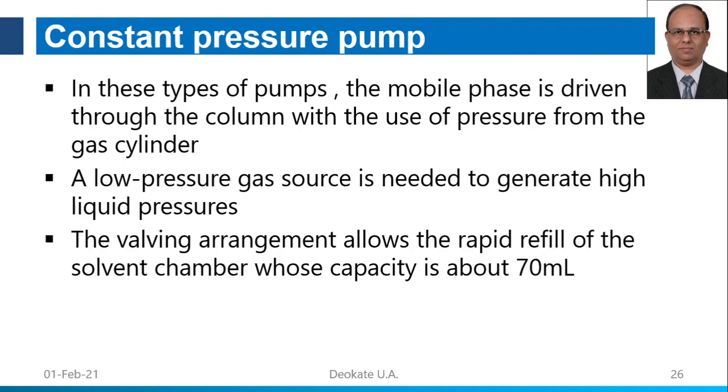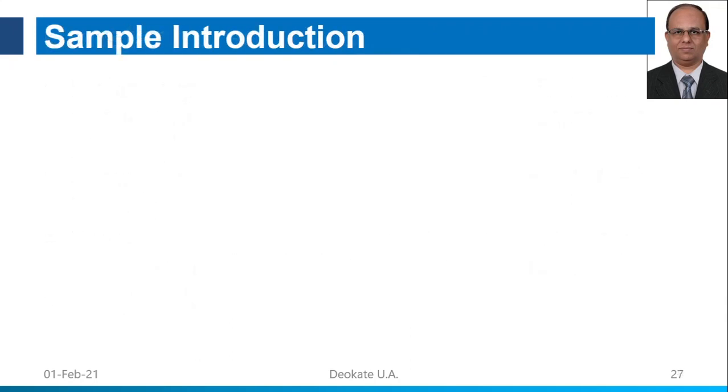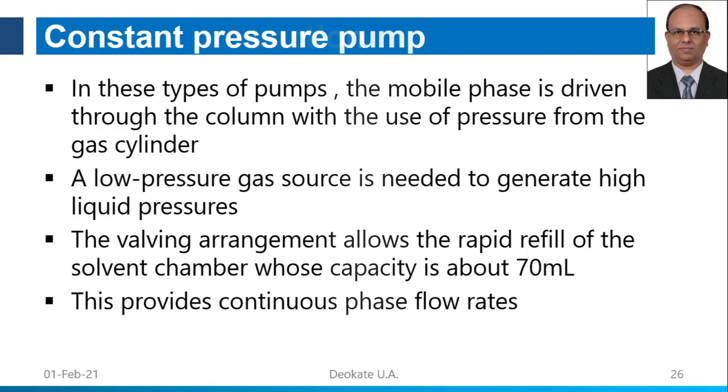The valve arrangement allows the rapid refill of the solvent chamber whose capacity is about 70 microliters. These provide a continuous mobile phase flow rate. But this type of pump is not useful for gradient elution because for every solvent system mixing we are required to evacuate the previous mobile phase from the chamber, and it is difficult.